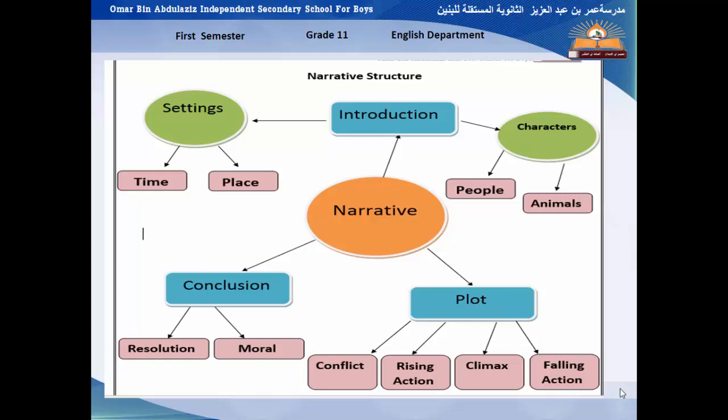In the conclusion, the last paragraph of your story, you have to write two things: the resolution and the moral. As we said, the resolution means how your story ended, and the moral is the life lesson or the value you got from the story. Also you have to write your feeling while telling this story. Did you feel happy, sad, furious, ecstatic? Many feelings and emotions can be written in the conclusion.